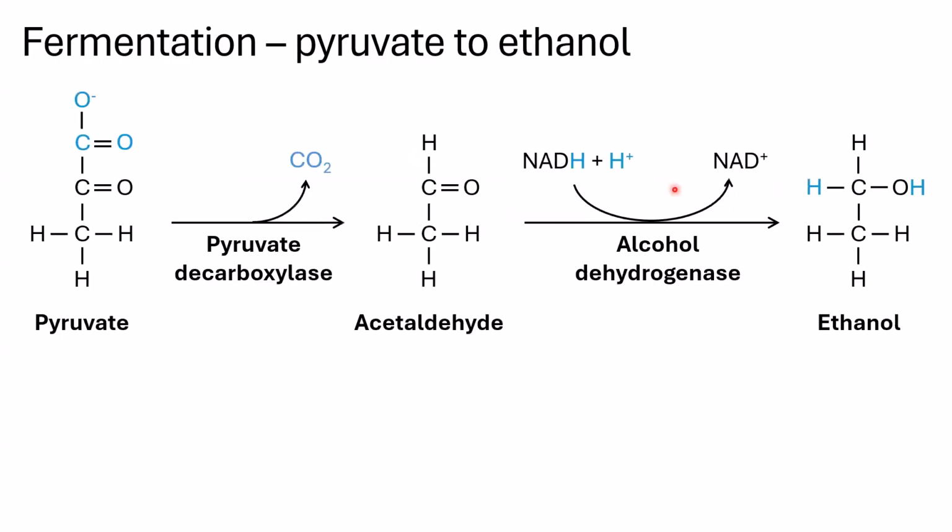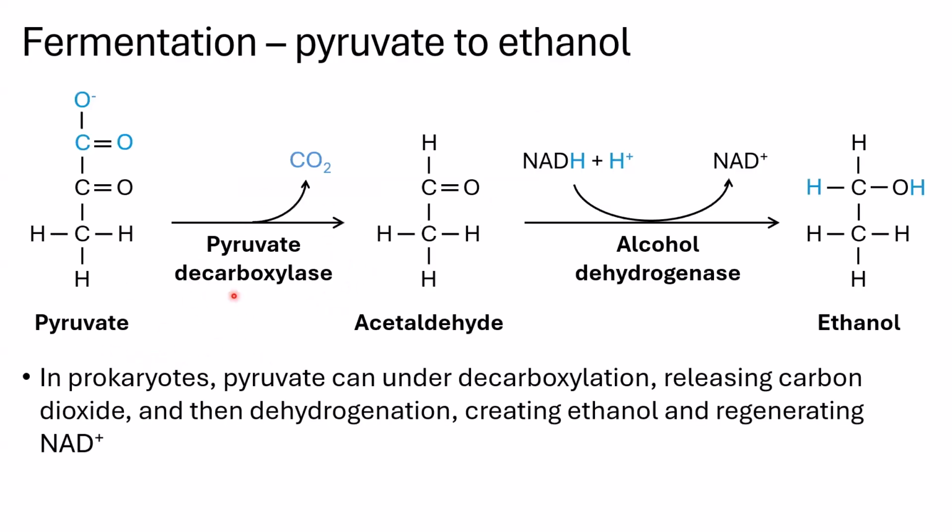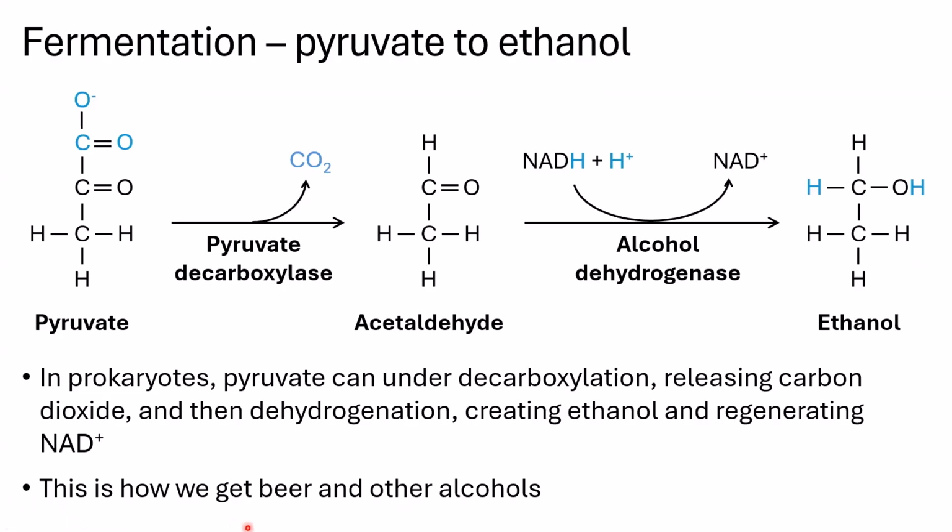Some microorganisms can also do alcohol fermentation. This process involves an enzyme called pyruvate decarboxylase, which literally just decarboxylates pyruvate and releases carbon dioxide. This creates a molecule called acetaldehyde, and another enzyme called alcohol dehydrogenase reduces it into ethanol. This is a step that oxidizes NADH to regenerate NAD+. This process is how yeast produces bubbles that help bread rise, and how we get beer and other alcohols.